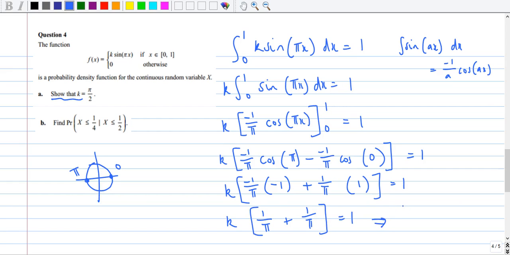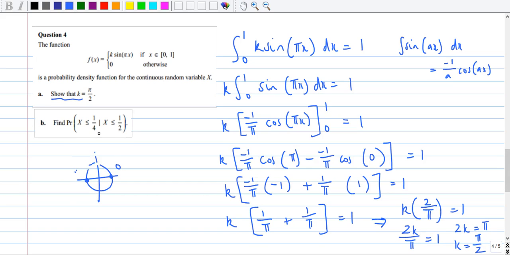1 on pi plus 1 on pi is 2 on pi. So if we go over to here, we're running out of space. 2k on pi equals 1. 2k equals pi. k equals pi on 2. There's our finished show that. So fair bit of work there. I think that was a 2-mark question on the paper. So for a show that question, you probably want to err on the side of showing a bit more working than a bit less. The second part of this question is a conditional probability question.